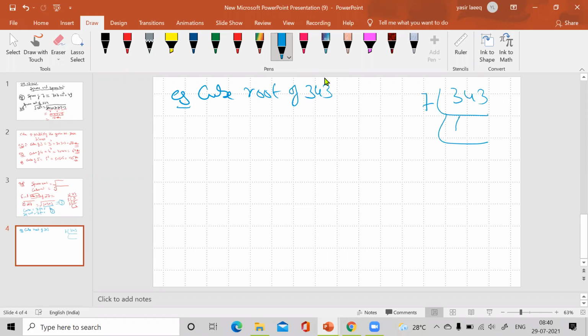7 times 7 is 49. It will be 7 and 7. Okay, so you will write the solution like this. That means in cube root, all the factor numbers will be the same, like 7, 7 is 49, 7 is 7. So 3.